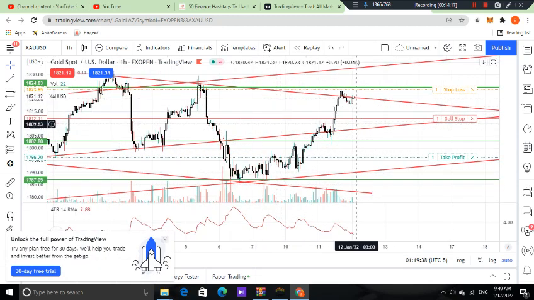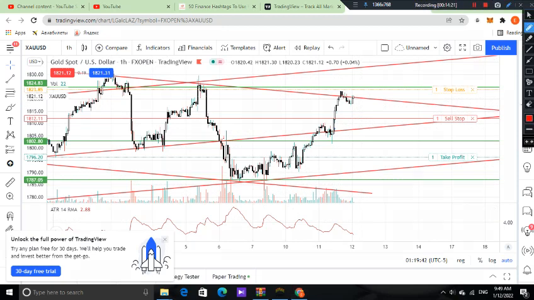We can also draw a trend line for this. I don't want to make it more messy, but definitely you can draw a trend line for it, and after you see a breakout under this trend line, you can enter the position.